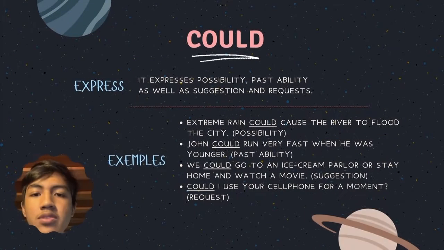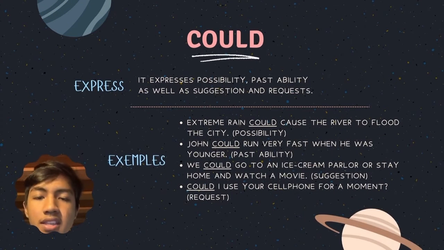I'm here to explain about could in modal verbs. It expresses possibility, past ability, as well as suggestion and request. I have examples here. 1. Extreme rain could cause the river to flood the city. It's a possibility sentence. 2. John could run very fast when he was younger. It's a past ability sentence.